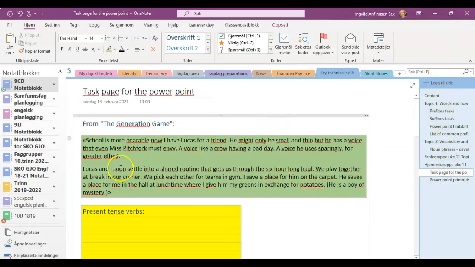So here you see I put the extract in here. This is the text, and here is where you list the present tense verbs in the text. Okay, write them down. That's the first task.